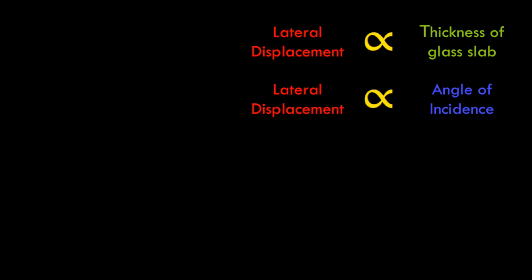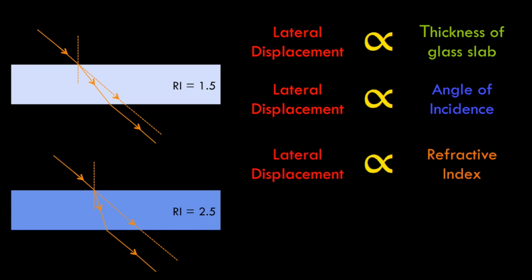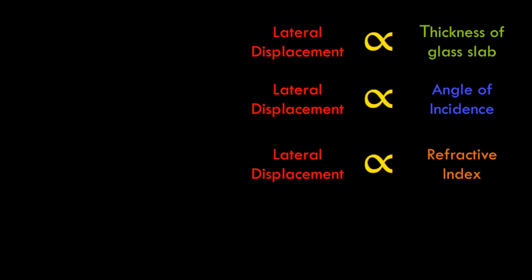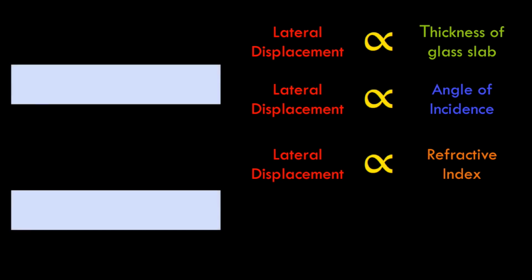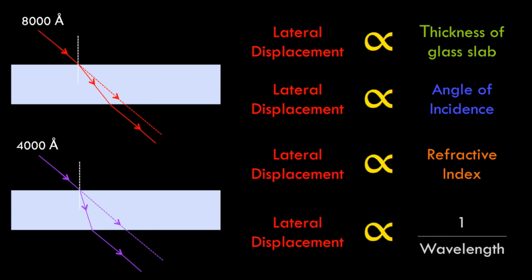Of two glass slabs with different refractive indexes, the lateral displacement is greater in the glass slab that has a greater refractive index. This means that the lateral displacement is directly proportional to the refractive index as well. However, if the glass slabs are identical, but the wavelengths of incident light are different, the light that has a greater wavelength suffers lesser lateral displacement. This means that the lateral displacement is inversely proportional to the wavelength of incident light.